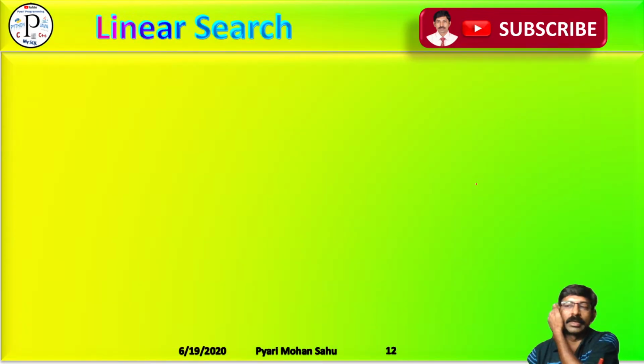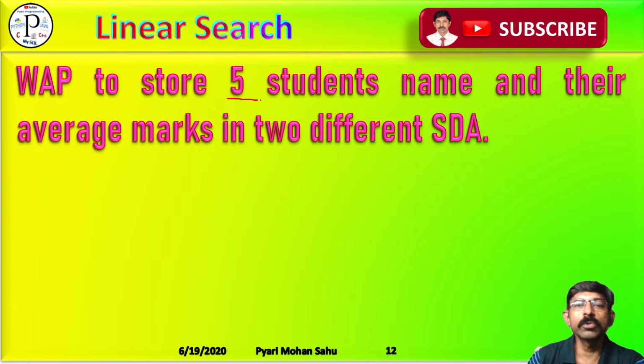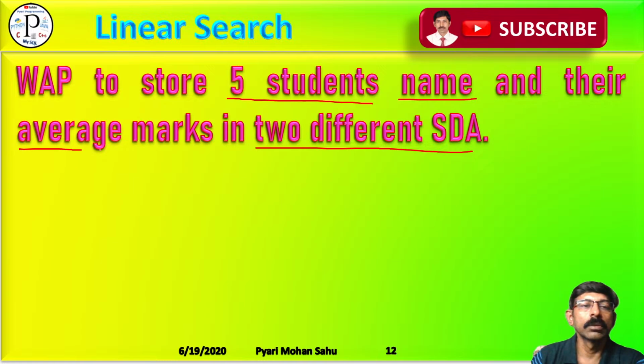Next we'll move towards linear search. Now linear search, in question it says that write a program to store 5 students' name. Though it is talking about 5 students' name, that means indicating for an array where we can store more than one data, name and their average mark in two different single dimension arrays. That means one array will store the name, another array will store the average.